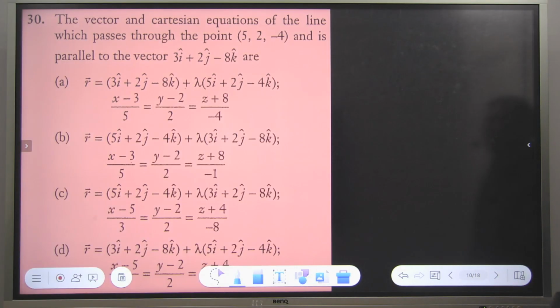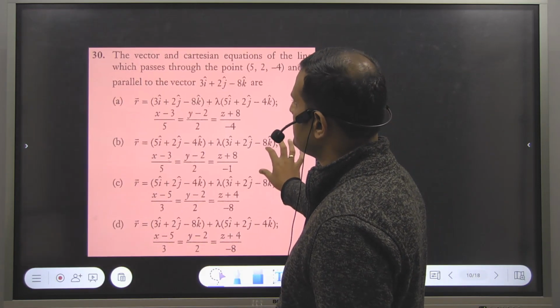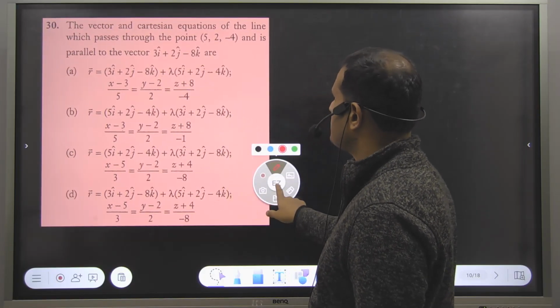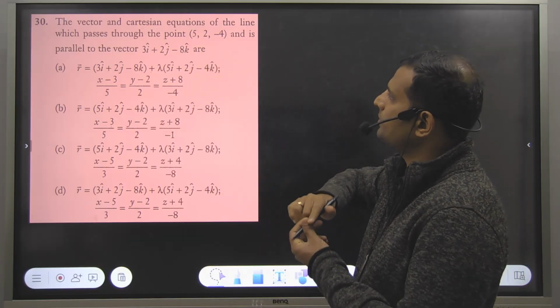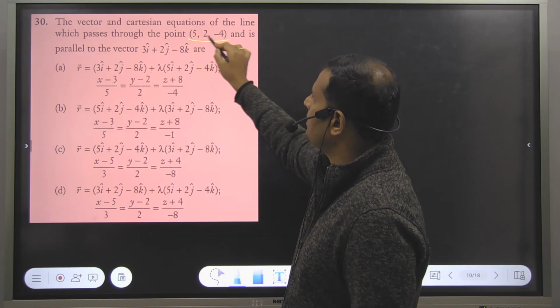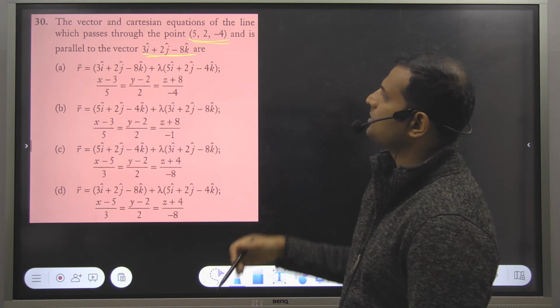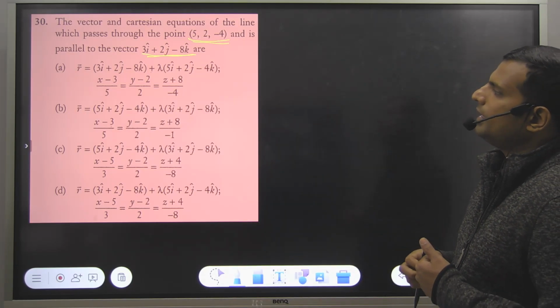Let's see how many will be able to answer this. Again, almost a similar question, only a small change. They are not just asking vector form, they are also asking Cartesian form. This is the fixed point. The fixed point is here and the direction is this. So which option is wrong?